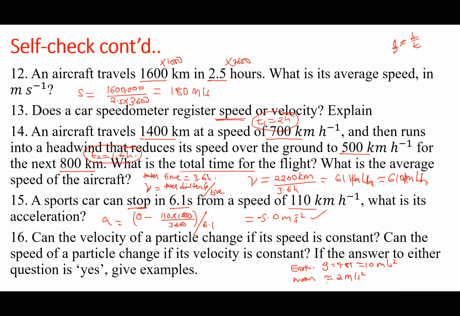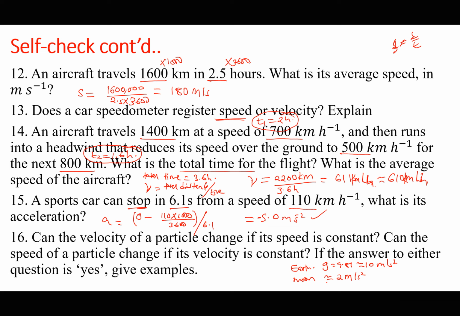The acceleration of a car crash is around 1,000 meters per second squared, I think. The acceleration of a family car is approximately 2 meters per second squared, if you look at a speed of about 80 kilometers per hour.